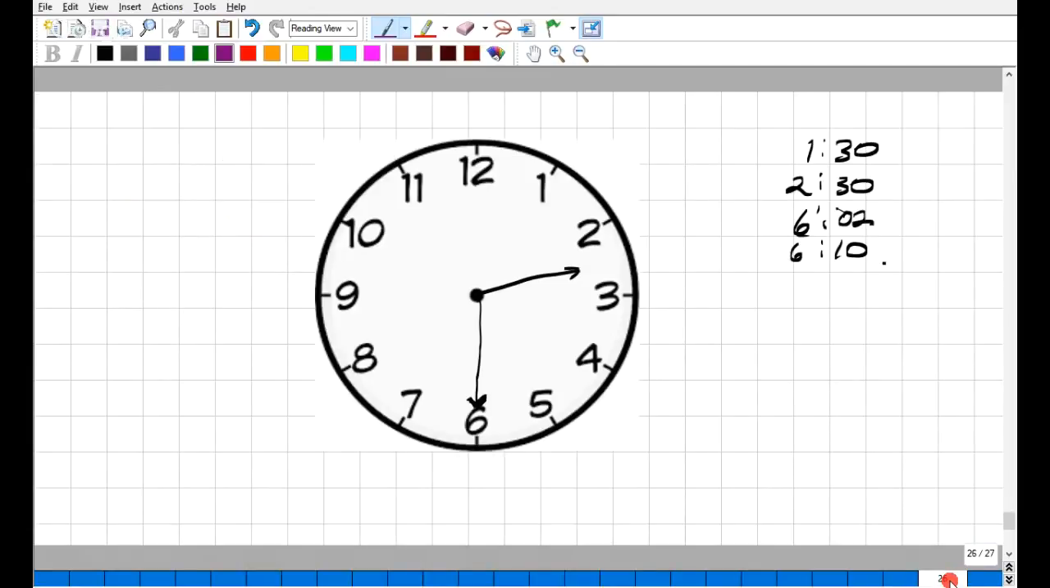What time is on this clock? 2:30. 2:30 is correct. We are past 2 already, and we are heading to 3, but we're not there yet. So 2:30.